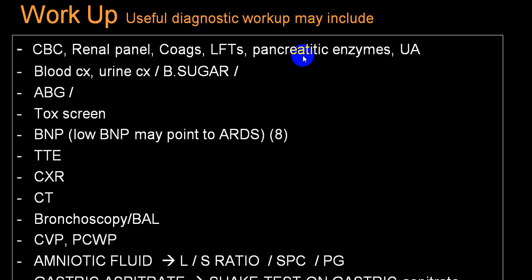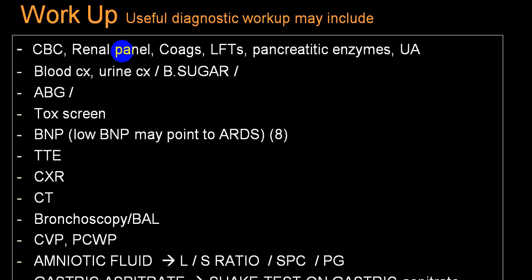Pancreatic enzymes to rule out pancreatitis. Liver function test, urine analysis, renal panels, mainly to rule out modes, which are more common with non-cardiogenic rather than cardiogenic. CBC again will help you to differentiate cardiogenic from non-cardiogenic, because in non-cardiogenic you will have an abnormal CBC. ABG will also be abnormal. You will have acidosis or alkalosis secondary to ARDS, depending upon the PCO2 level. In hypocarbia, you will have alkalosis. In hypercarbia, acidosis.